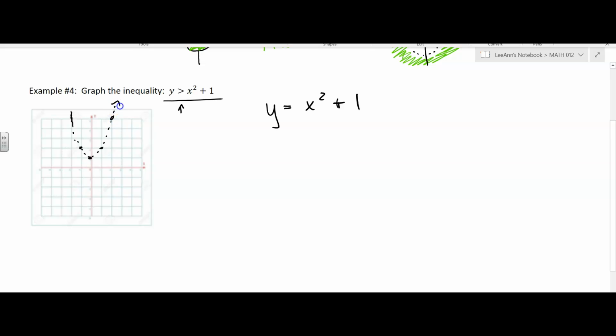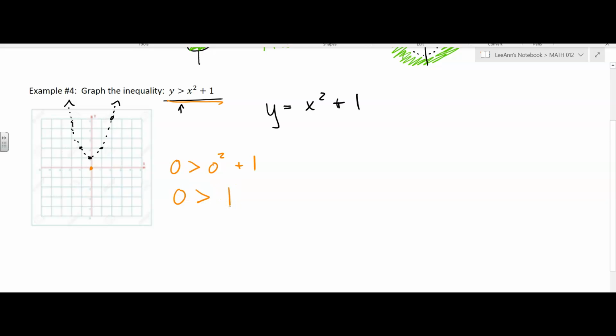Not line, parabola. Okay. Something like that. Okay? Now, I'm either going to be inside the parabola shading or outside the parabola. So I'm going to pick the point 0, 0, the origin, and I'm going to try it in here. So I get 0 is greater than 0 squared plus 1. 0 is greater than 1.